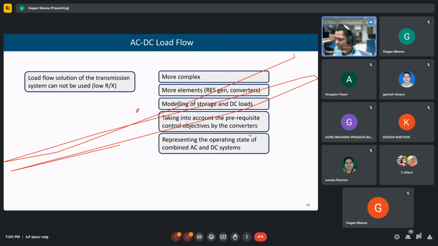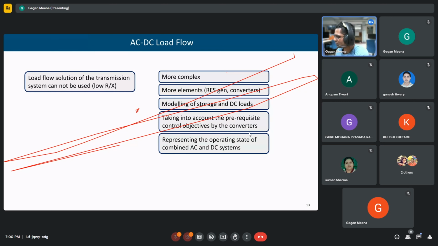Next is this. So AC/DC load flow. This we have also discussed. Load flow solution for transmission cannot be used here because in a transmission system there is low R by X, but here we have high R by X. And for the distribution system it becomes more complex because the number of components is huge.